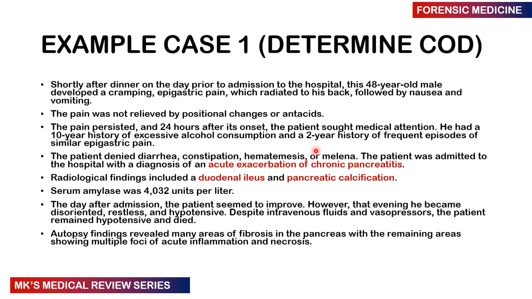The patient was admitted to the hospital with a diagnosis of acute exacerbation of chronic pancreatitis. Radiological findings included duodenal ileus and pancreatic calcification. Serum amylase was 4,032 units per liter. The day after admission, the patient seemed to improve. However, that evening he became disoriented, restless, hypotensive. Despite intravenous fluid and vasopressors, the patient remained hypotensive and died. Autopsy revealed many areas of fibrosis in the pancreas, with the remaining areas showing multiple foci of acute inflammation and necrosis. So this is an interesting case 1.